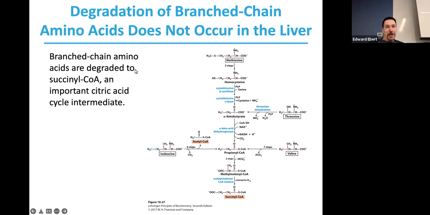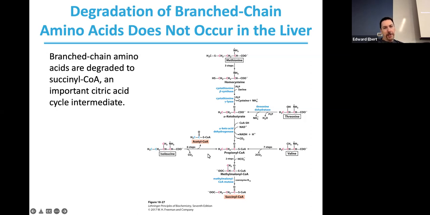There is an interesting aspect to this. Degradation of the branched-chain amino acids does not occur in the liver. This actually takes place outside of the liver. And these branched-chain amino acids can be degraded to succinyl-CoA, so we'll see that as a citric acid cycle intermediate. In the citric acid cycle, that's where that occurs.